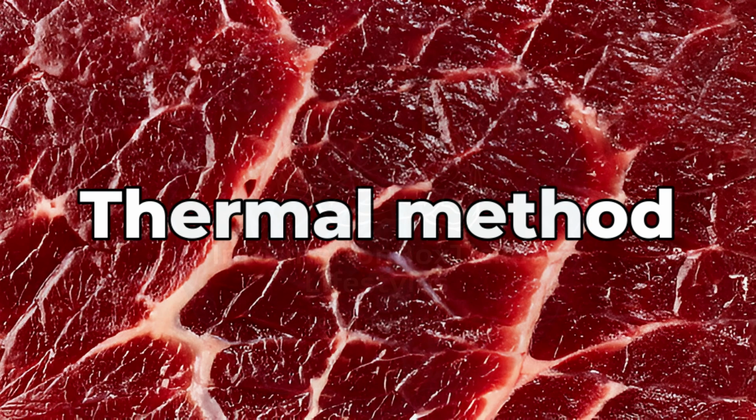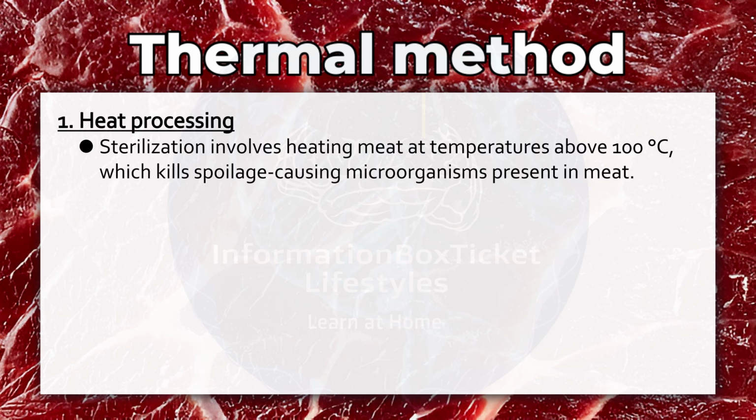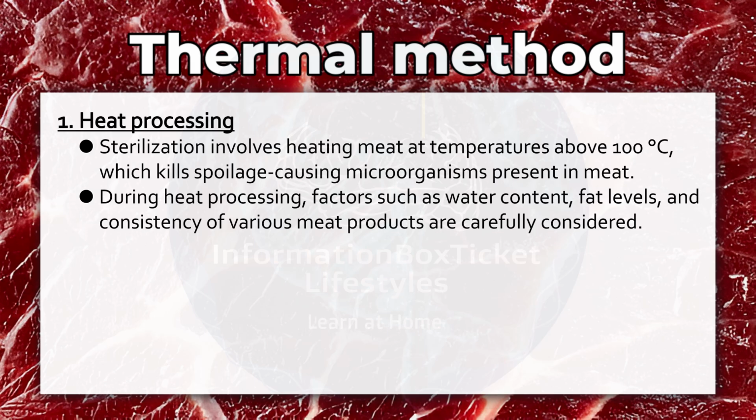Thermal method. First, heat processing. Sterilization involves heating meat at temperatures above 100 degrees Celsius, which kills spoilage-causing microorganisms present in meat. During heat processing, factors such as water content, fat levels, and consistency of various meat products are carefully considered.